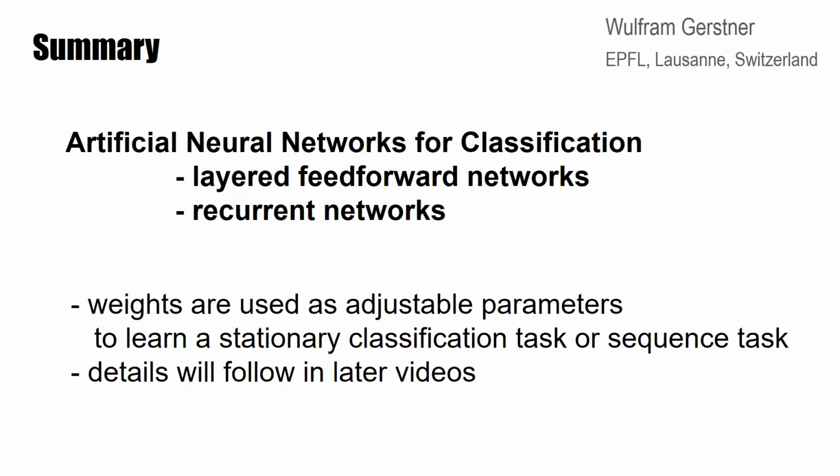To sum up this short video, neural networks for classification are often layered feed-forward networks, and if they have many layers, they are also called deep neural networks. But this is not the only network structure. You can also work with recurrent networks. Recurrent networks are particularly useful to generate sequences, temporally ordered words, for example, that make up a sentence.